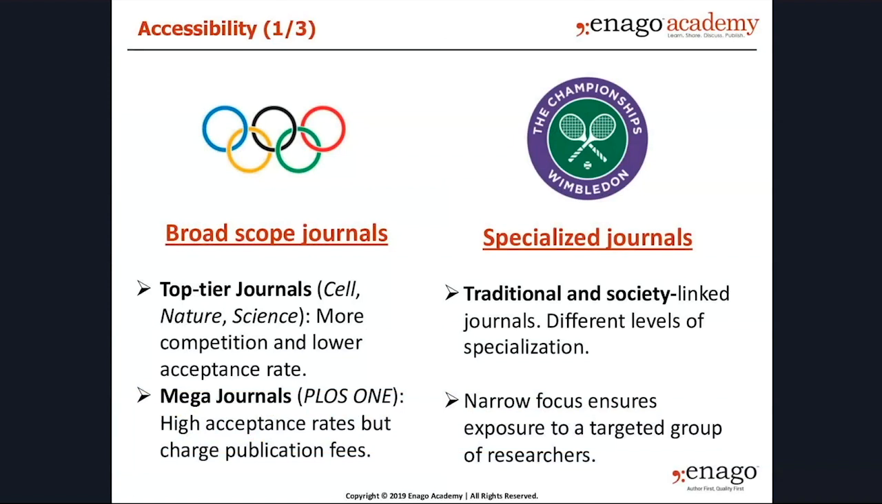So I mentioned niche or general interest and the scope of the journal. So let's go into a bit more detail about that now. So top tier journals like Cell, Nature, Science, The Lancet, they have very low acceptance rates. They might accept 10 or 5% of submissions that they receive. So they receive thousands of articles every year and reject the vast majority of them.